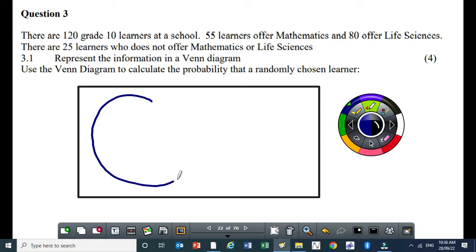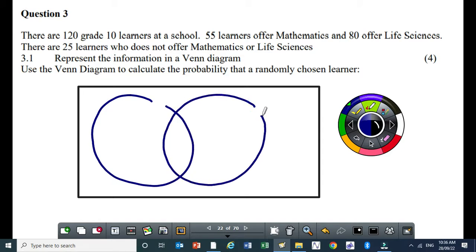So we have two events: mathematics and life sciences. I'm going to abbreviate mathematics by a capital letter M and life sciences by a capital letter L, or you can put LS. Please always, when you're drawing a Venn diagram, if you are not given the diagram, it's always better to make sure that your two events overlap.